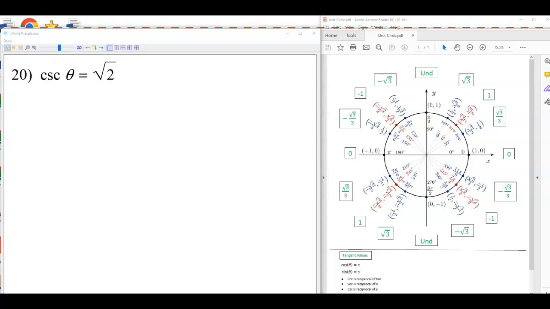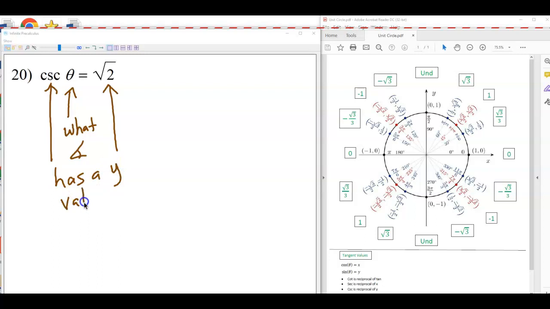All right, so what angle, now this is y, and this is my number. So I'm going to say has a y value of the reciprocal of that, which is 1 over radical 2. Okay? Since it's a cosecant, we're looking for the reciprocal. And the reciprocal of radical 2 is 1 over radical 2. So we're looking for a y value that has that.